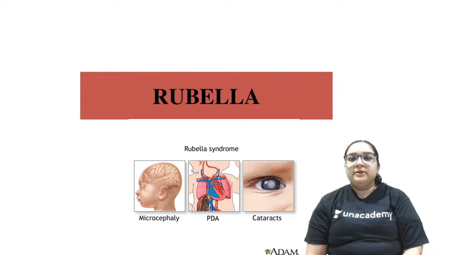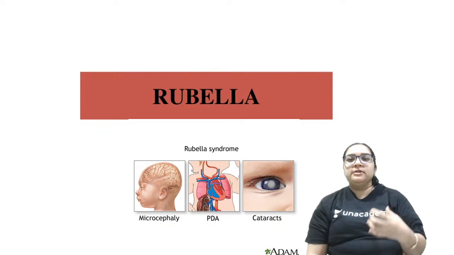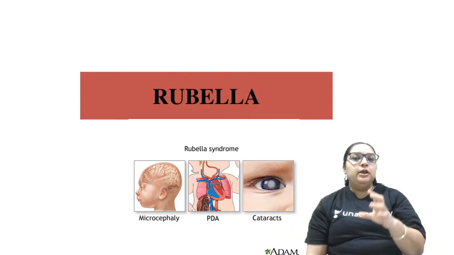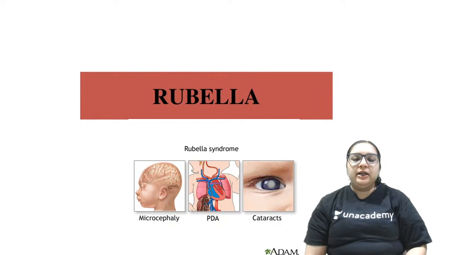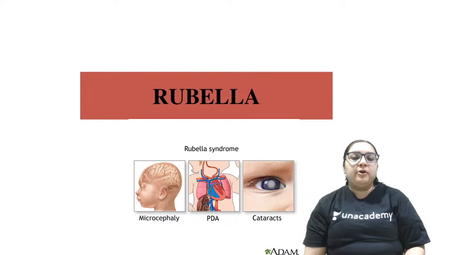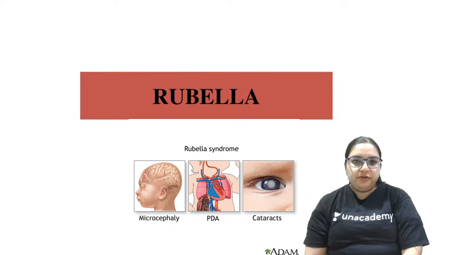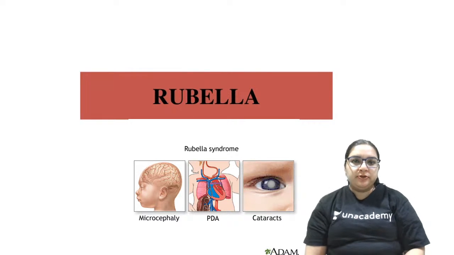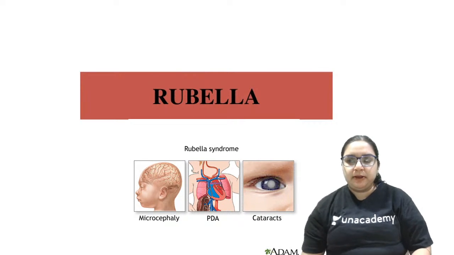So let us just talk about congenital rubella syndrome. Yesterday we had discussed congenital toxoplasmosis, and I had discussed how to easily remember it by the simple diagram of a cat. Today again I will have a simple trick for you all to remember congenital rubella syndrome. As you see, this is a very beautiful flashcard which is showing microcephaly, PDA and cataracts. So how to remember this basically?